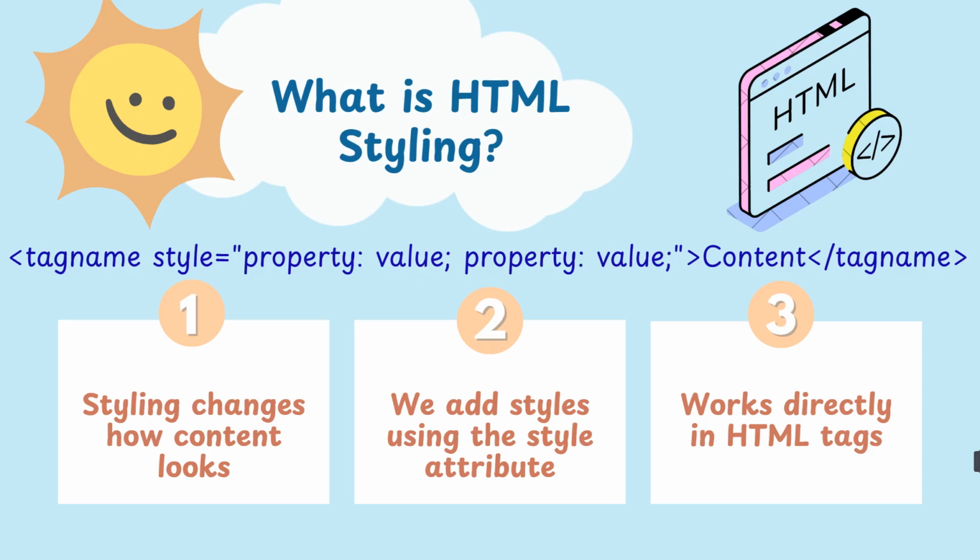So what is HTML styling? HTML styling means changing the appearance of the content on a web page. We add styles using the style attribute directly inside an HTML tag. You can see the syntax here. You're supposed to specify the tag name, style attribute, followed by the property and its value, and it should end with a tag name again.